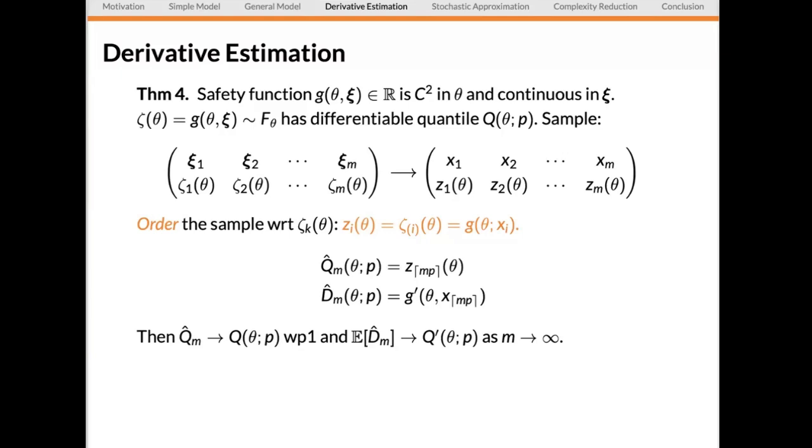So for one value of z, there may be many different values of the x's that could yield the same value. So that's why the best I could do is the QM will converge with probability 1, but the best I could do was the DM converges in expectation to the derivative. But they do converge, they work.